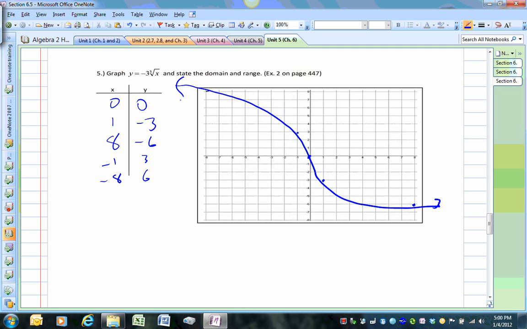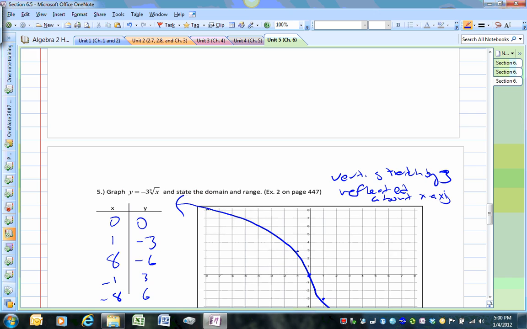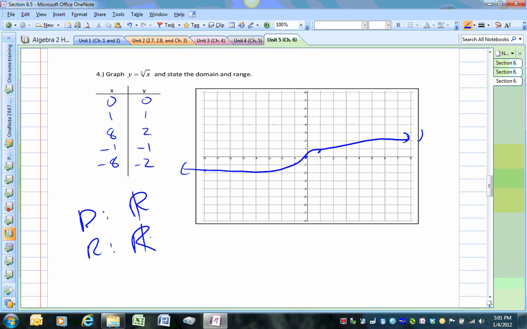Okay, that was a little bit better. So that's how that graph would look. And obviously we see vertical stretch by 3, and it's reflected about the x-axis. Domain and range will still be the same. Domain and range for all cube root functions will always be all real numbers for both. You'll never see any problems there because you're cube rooting, you can cube root whatever you like.